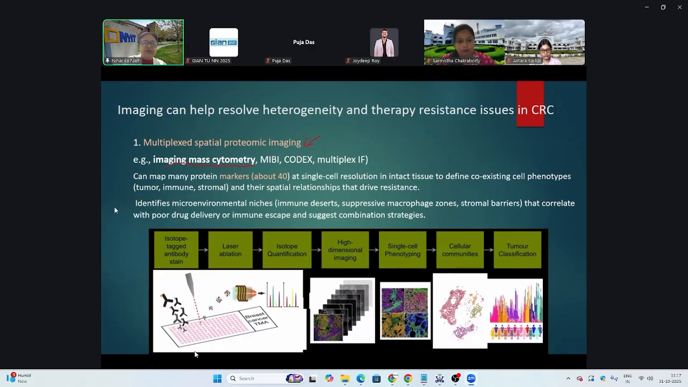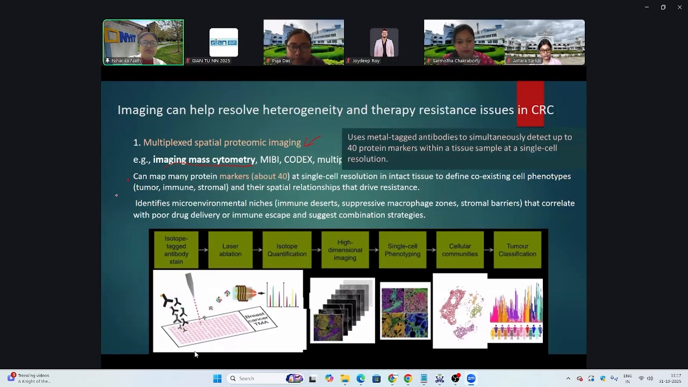By this method, and the technology exists. All I'm just saying is that this can be used. When I use the word can, I'm just saying that even if it's not used, it can be used further for problems in heterogeneity. And so this method uses metal tagged antibodies.